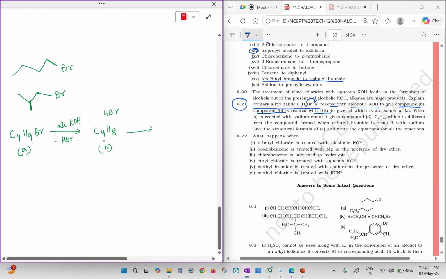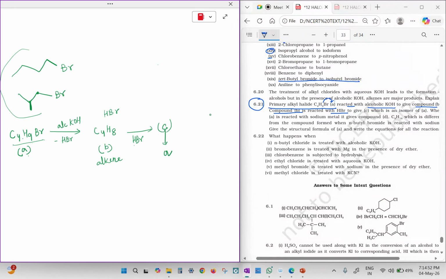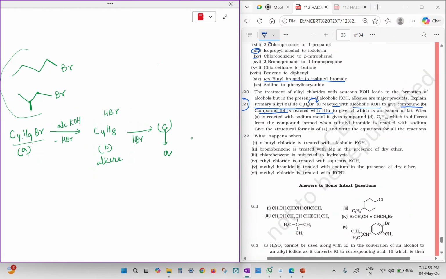So this is an alkene. From a saturated halide, you are removing the HBr. That means this is an alkene and you are adding again an HBr. So when you add an HBr, it goes by Markovnikov rule, right? So if you treat it with HBr, you get C, which is an isomer of A. Unless they mention peroxide, we don't need to worry about that. This is Markovnikov only. Unless they say peroxide, you don't treat it as peroxide. So it gives C, which is an isomer of A.